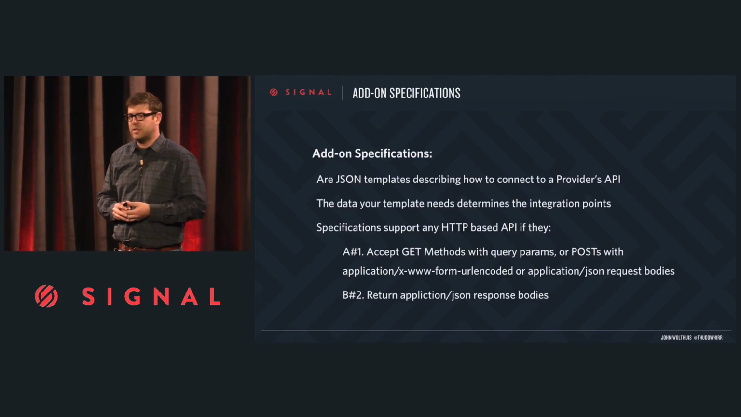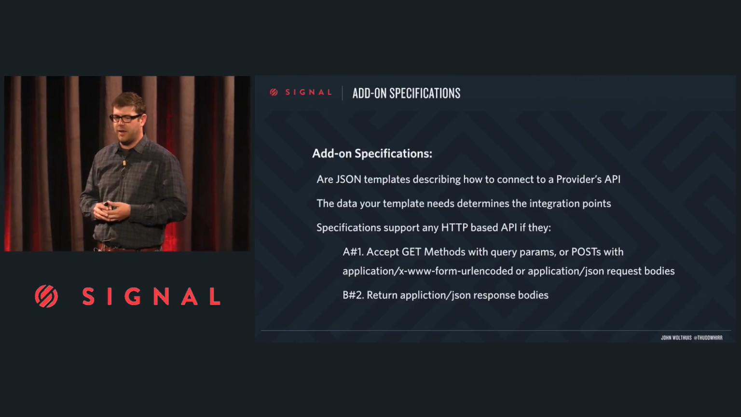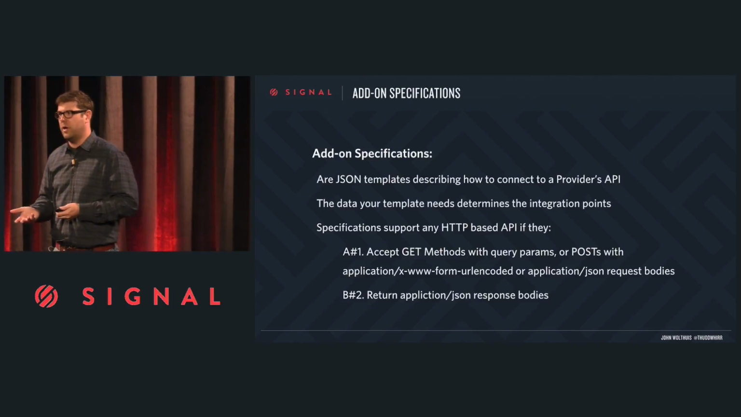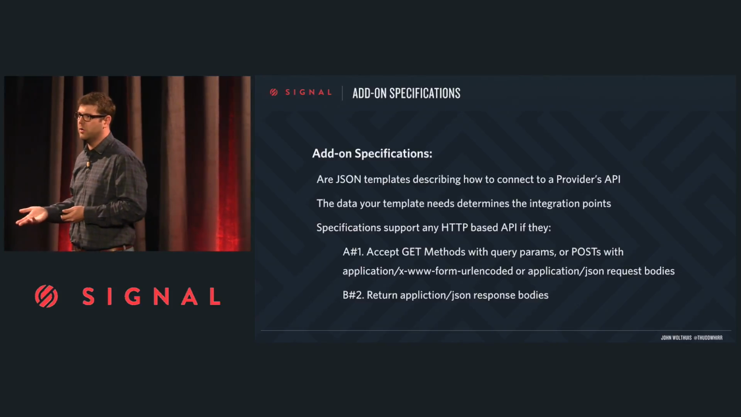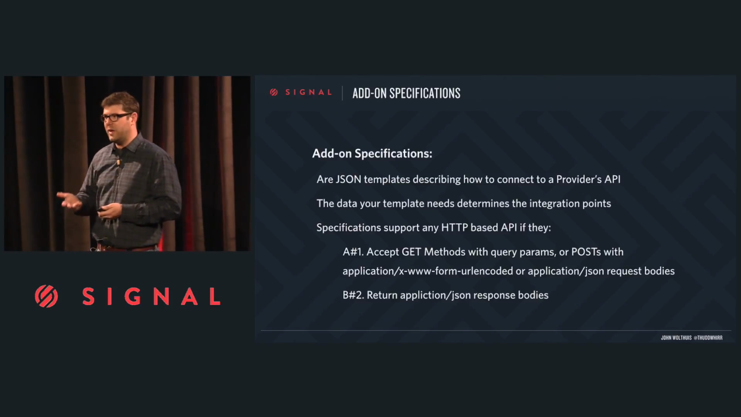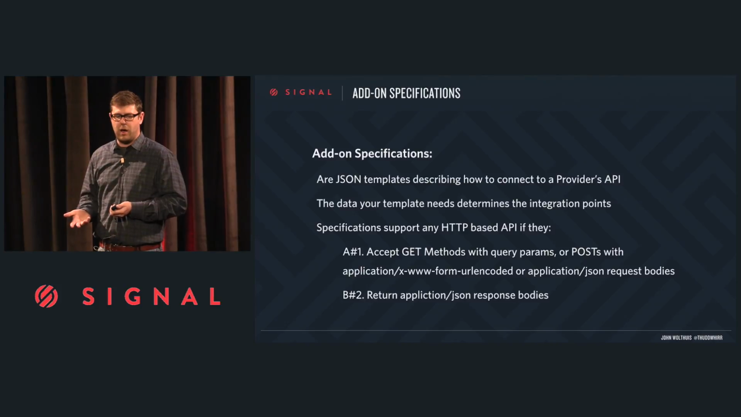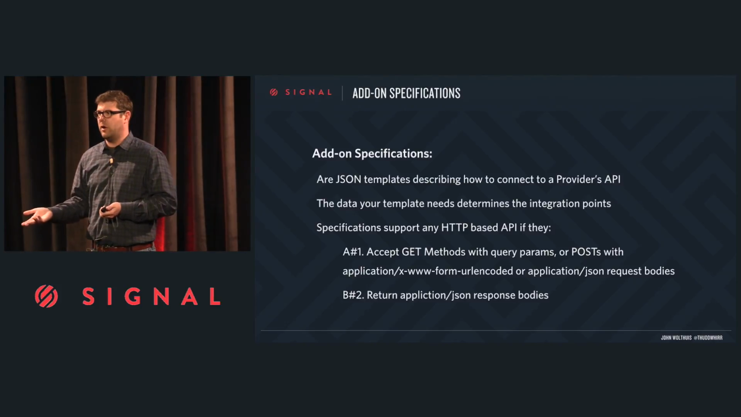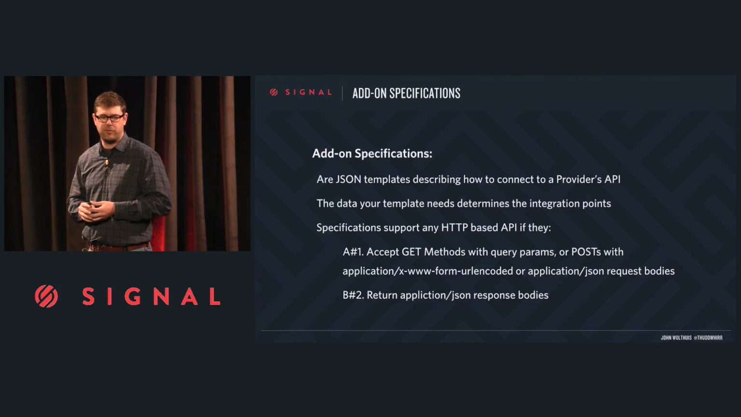Basically, if your API supports HTTP and can take a GET method with query parameters, a POST method with www form URL encoded, or application JSON, we can make a request to you today. And then the only thing we require is that you send us an application JSON response body. We can't currently accept XML or any other structured formats. We need to have application JSON today.